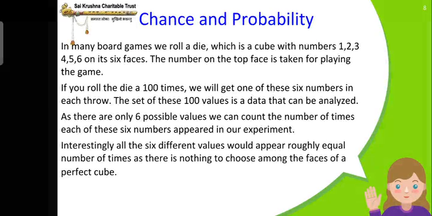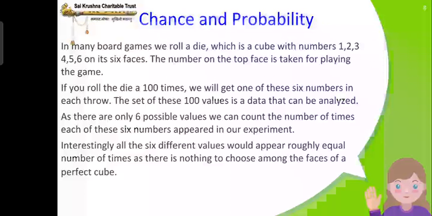Next we have something called chance and probability. We will be studying a short introduction to chance and probability, and you will study it in detail in your higher class. Okay, let's look at chance and probability. In many board games, we roll a die. You know, it is in the shape of a cube and has 6 numbers on 6 faces, from 1 to 6. The number on the top face is taken for playing the game. When you play Ludo or snake and ladder, we use the dice.